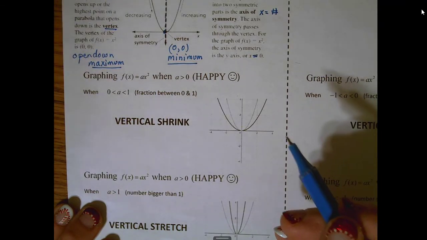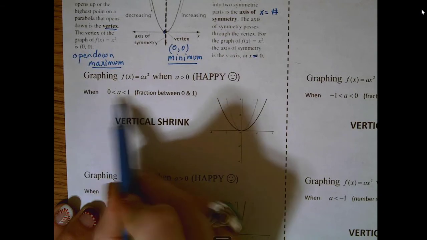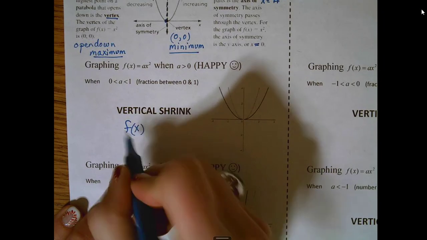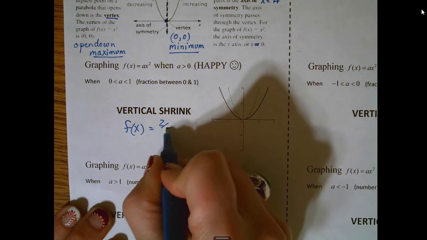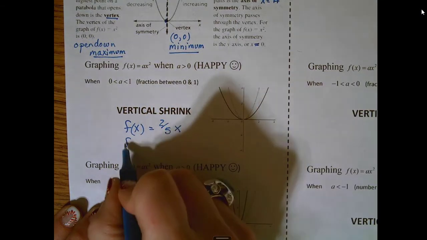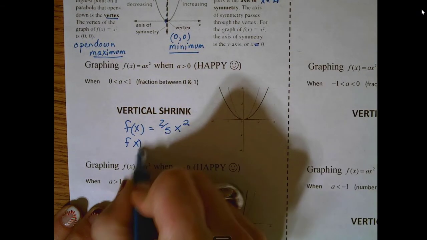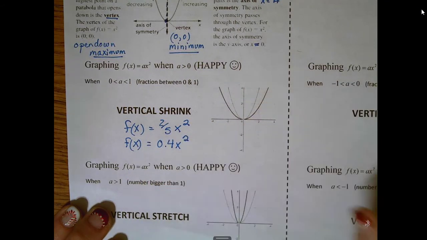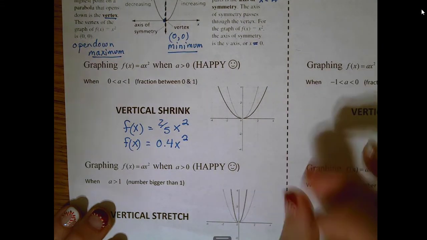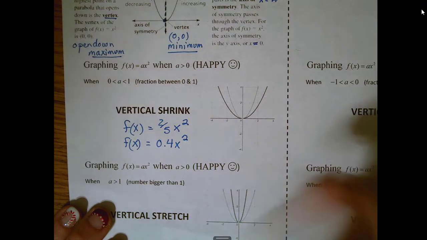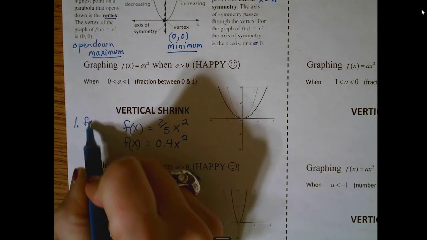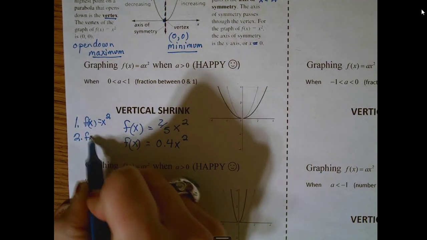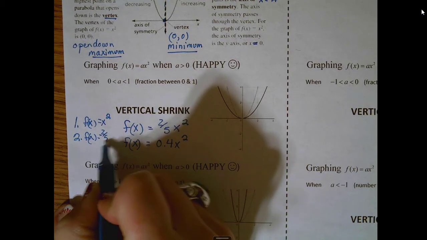Now let's take a look at if we have a fraction between 0 and 1. What I ended up picking, I typed into Desmos f of x equals 2/5 x squared. I also could write that as f of x equals 0.4 x squared. So what I did is I typed the parent function on line 1. So on line 1 would be f of x equals x squared. And then line 2, I typed f of x equals 2/5 x squared.